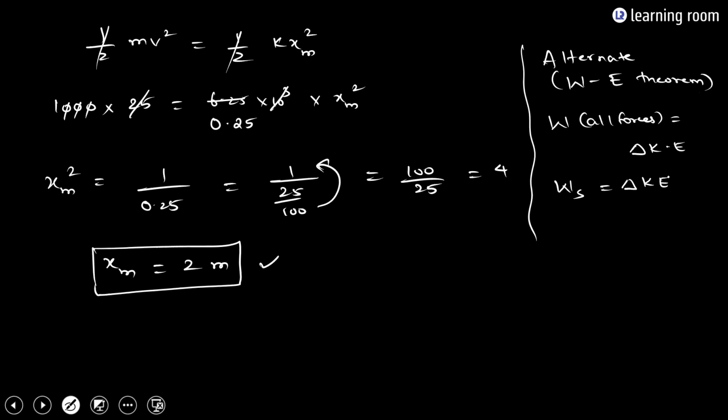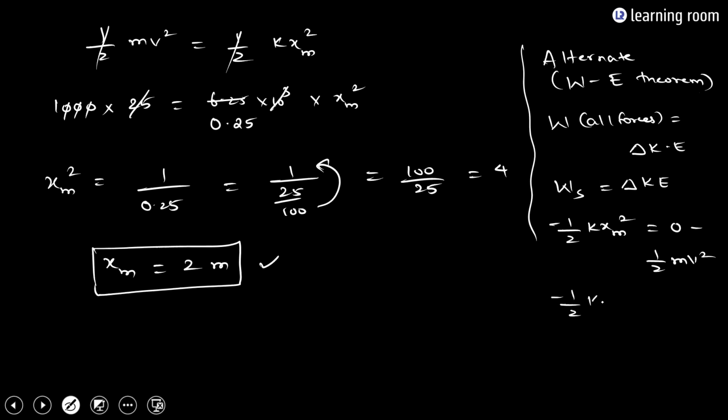So what is the work done by the spring? It is minus half k xm square, because work done can be negative, and we know that the work done by the spring force is negative, and that is equal to the change in kinetic energy. Change in kinetic energy means final minus initial. When the car has come to rest, what will be the final kinetic energy? 0. Minus, what is the initial kinetic energy? It is half mv square.